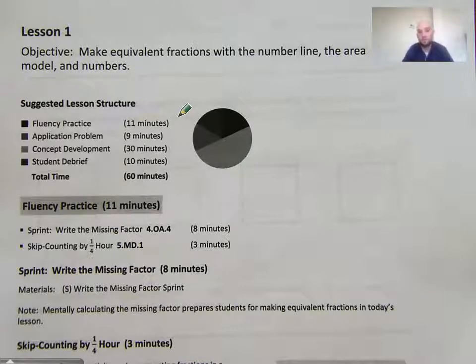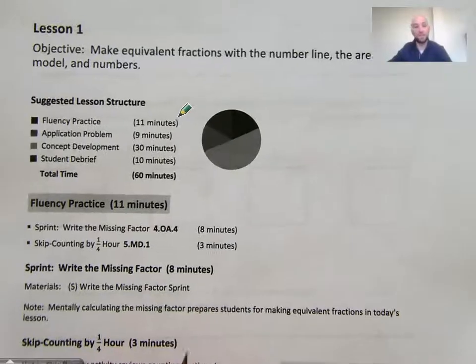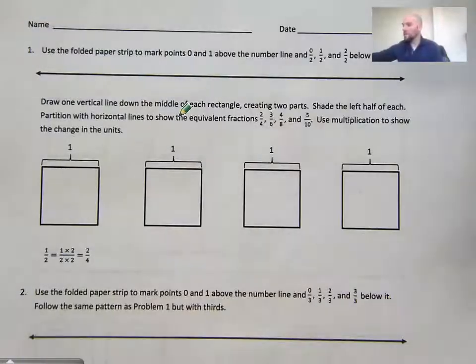We're going to be making equivalent fractions with the number line, the area model, and numbers. I know you guys might have learned a little bit about equivalent fractions in 4th grade. We're going to go a little bit deeper into it, and we're going to use kind of an area model, like a visual representation of it, to help us understand it a little bit better. I'll show you what I mean right here.